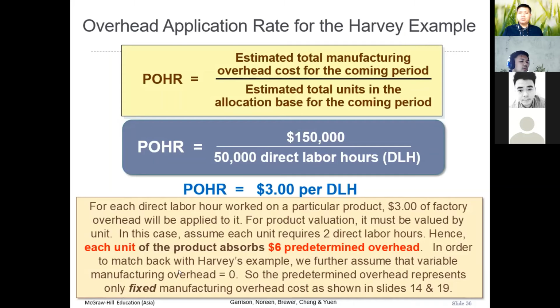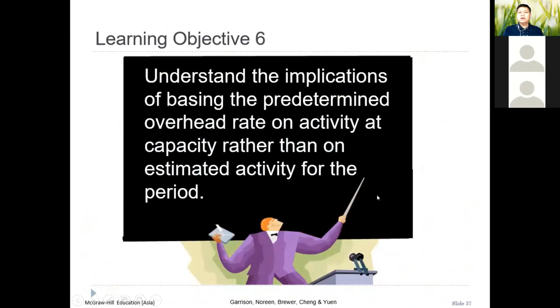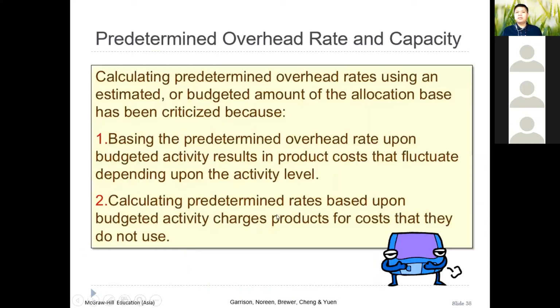So in order to match back with Harvey's example, we further assume that variable manufacturing overhead is equal to 0. So the predetermined overhead rate represents only the fixed manufacturing overhead cost as shown in slides 14 and 19. Okay, we understand the implications of basing the predetermined overhead rate on activity at capacity rather than on estimated activity for the period. Or what's this one? It considers the capacity, no, of the department.